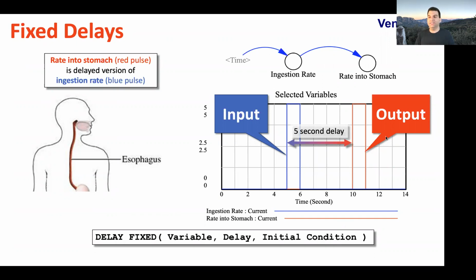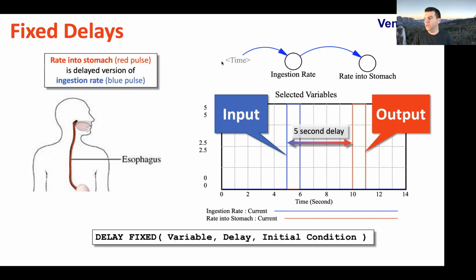Okay, so how does this relate to our stock and flow diagrams? Well, this doesn't look like a stock and flow diagram. There's no stocks and there's no flows. So if we think about it, the stuff that's in the mouth is a stock, and the stuff that's in the stomach is also a stock. So the current amount of food in the mouth is a stock, and the rate into the mouth is a flow into the mouth, and the current amount of food in the stomach is a stock, and the rate into the stomach is the flow corresponding to it.